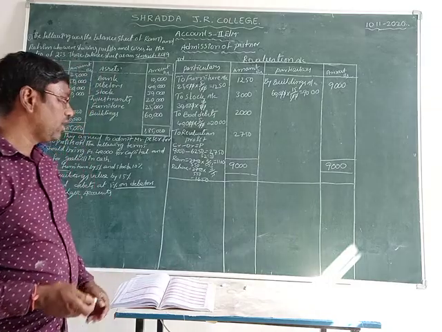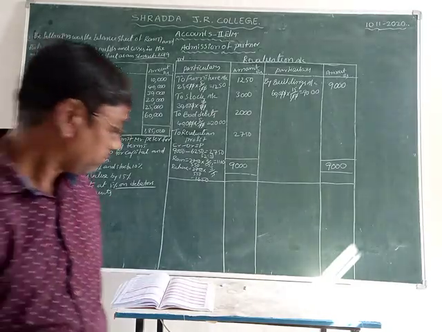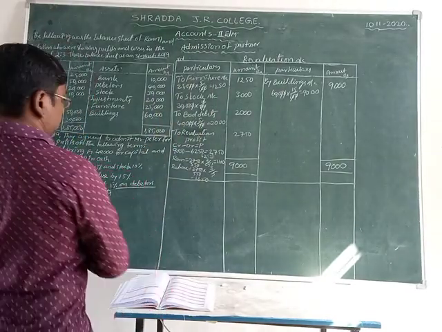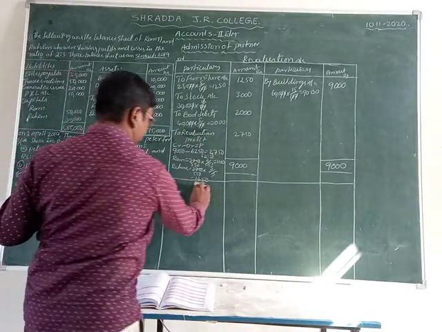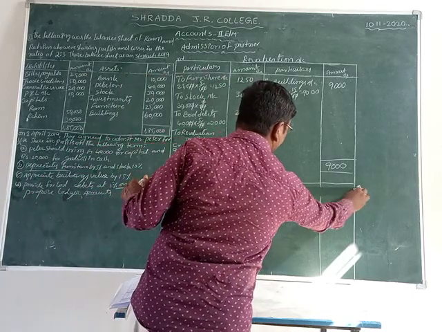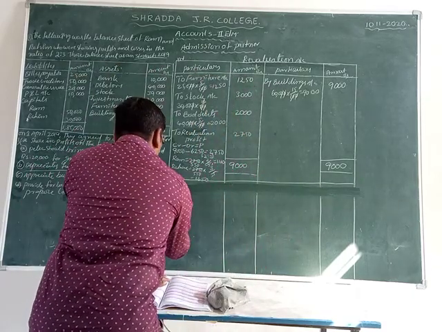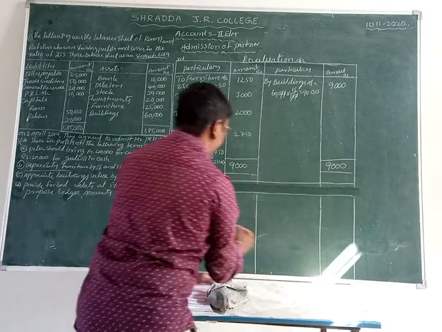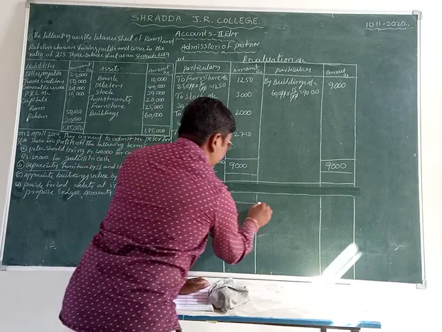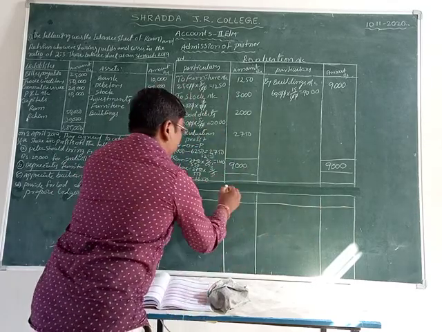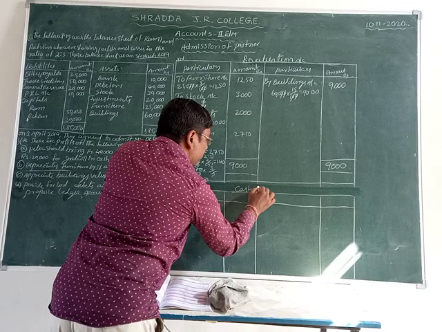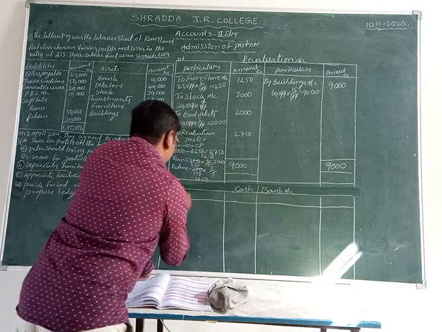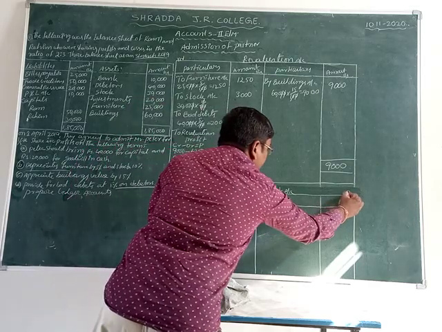Now we are going to the next account. The next account is the cash or bank account. Let us see the cash or bank account. Let us write down here: cash or bank account, isn't it? Left side is debit, right side is credit.